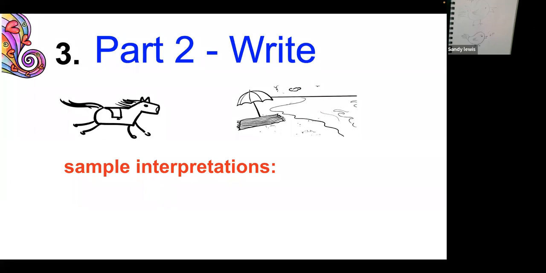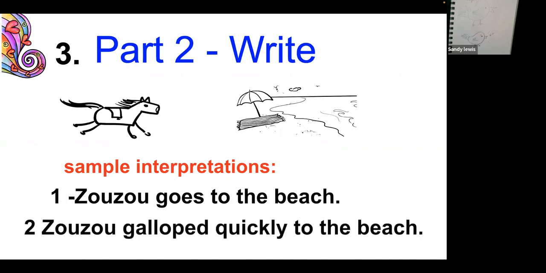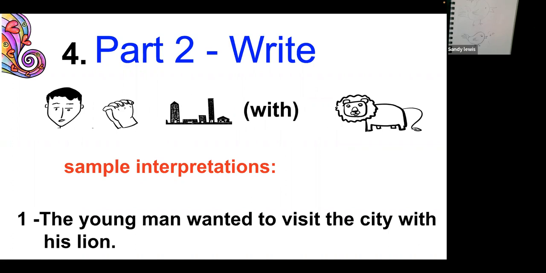The horse and the beach. All right. So someone could say the horse goes to the beach. Le cheval va à la plage. The horse runs to the beach. Or even Zuzu is going to be a story. Galloped quickly to the beach. Okay. So that's a higher level.